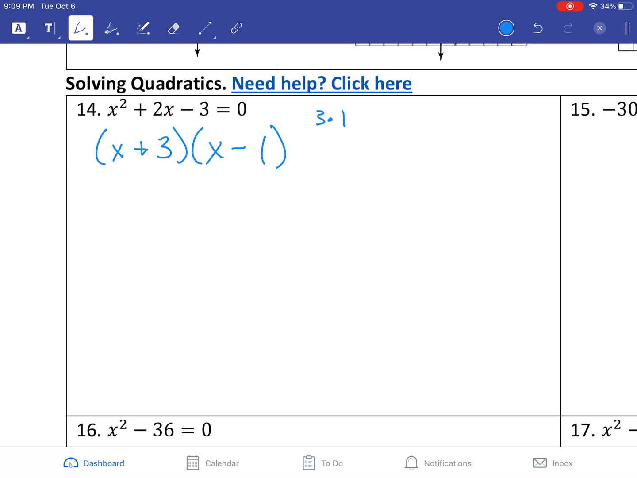So then we solve them because it said equal to 0. x plus 3 is equal to 0. x minus 1 is equal to 0. x will equal negative 3 and positive 1.